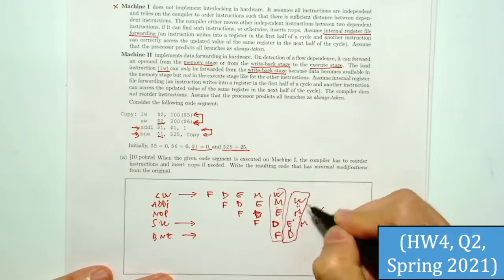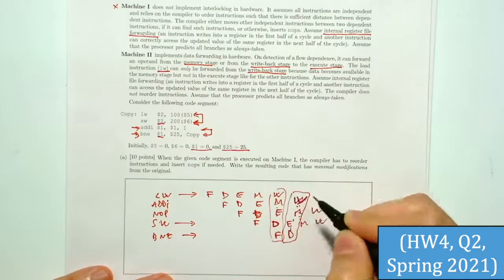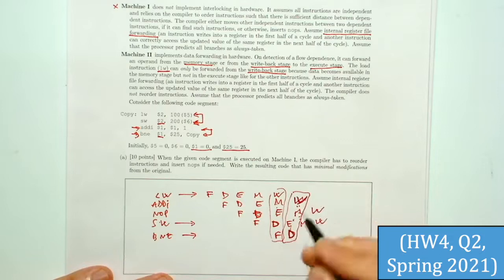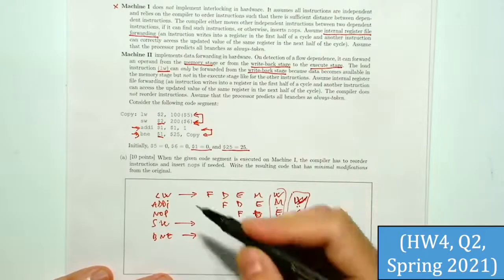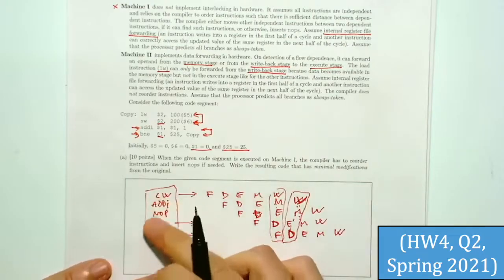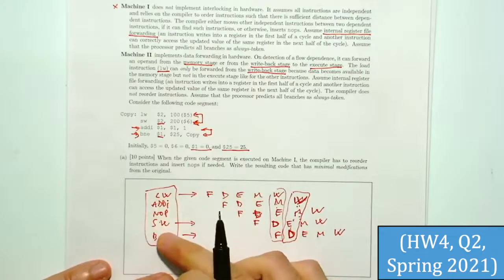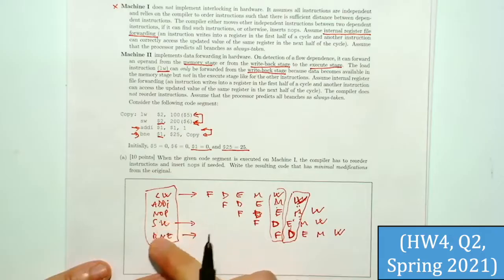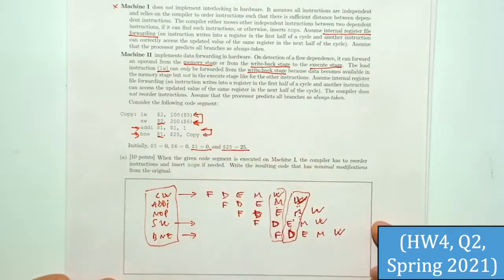So when we grab back here, we can read the register from here. So we can execute memory and write back. So this is basically the final code that the compiler needs to generate to execute this code correctly in machine 1. Any questions here? Okay.